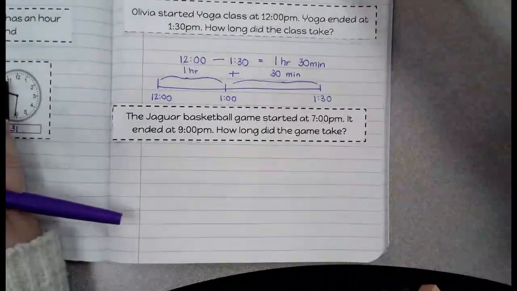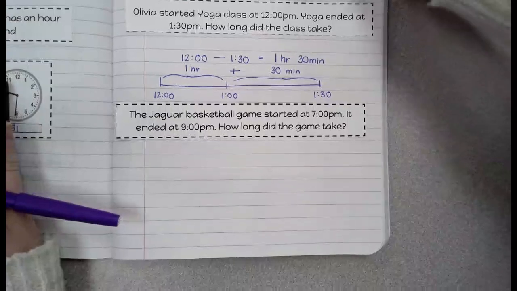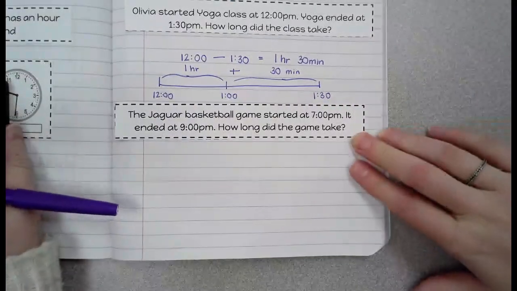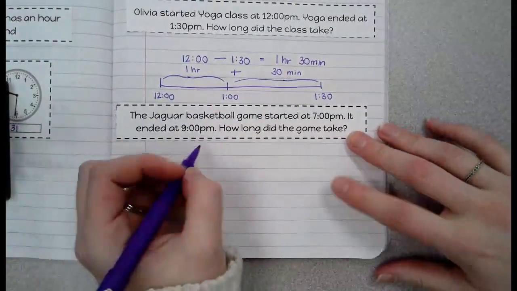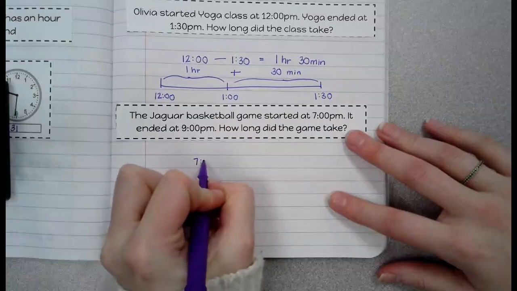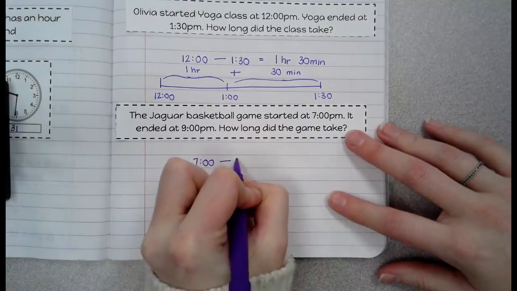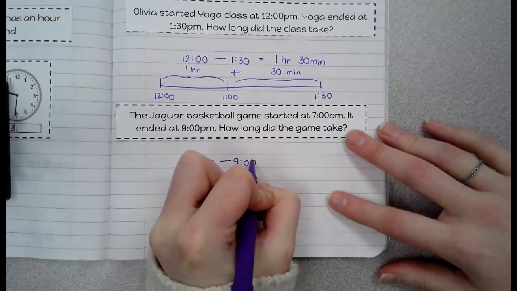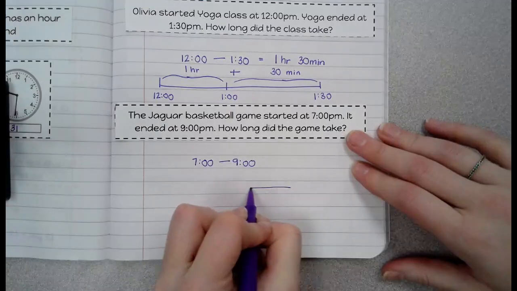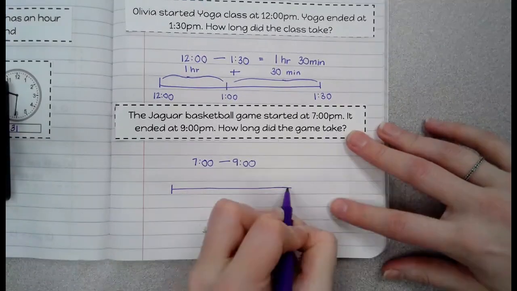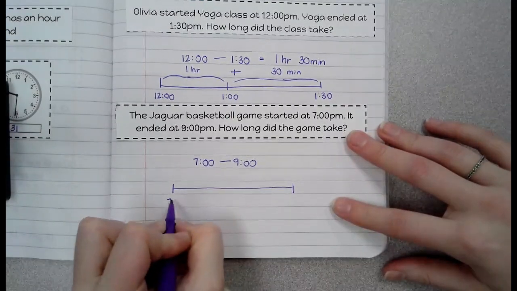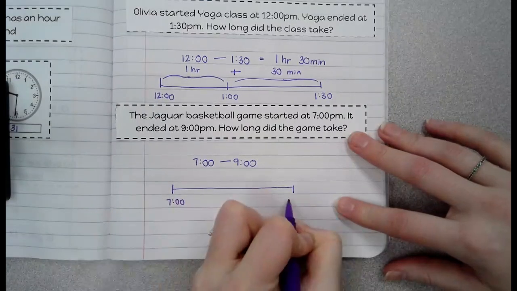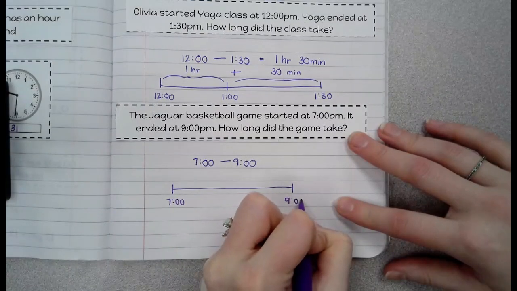My second word problem: the Jaguar basketball game started at 7 p.m. It ended at 9 p.m. How long did the game take? So again, starting at 7 and it goes until 9. I want to know what my elapsed time is. If you know it off the top of your head, that works. If not, then we draw a timeline. My start time on the left, my end time on the right.